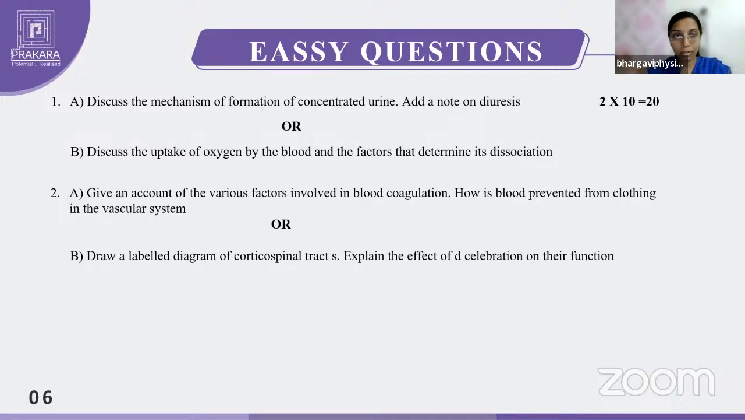note on diuresis. If they ask for 10 marks for this one, you have to write about the counter current mechanism. Under the counter current mechanism, you have to write the counter current multiplier as well as the exchanger, and how the medullary gradient is going to be maintained for the reabsorption of solutes and water, and for the dilution also.